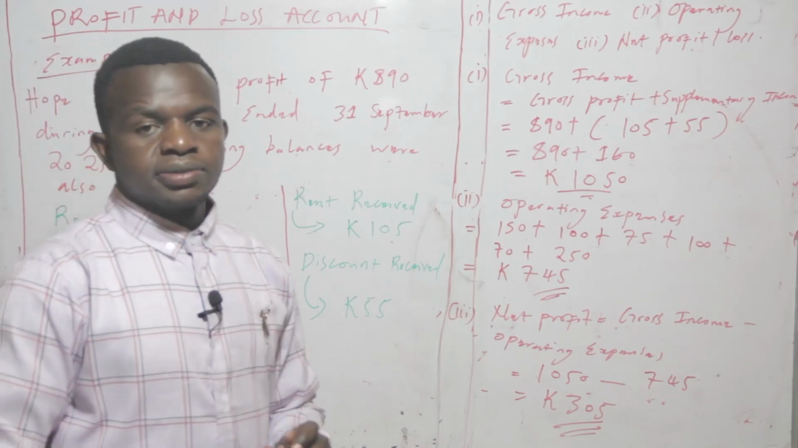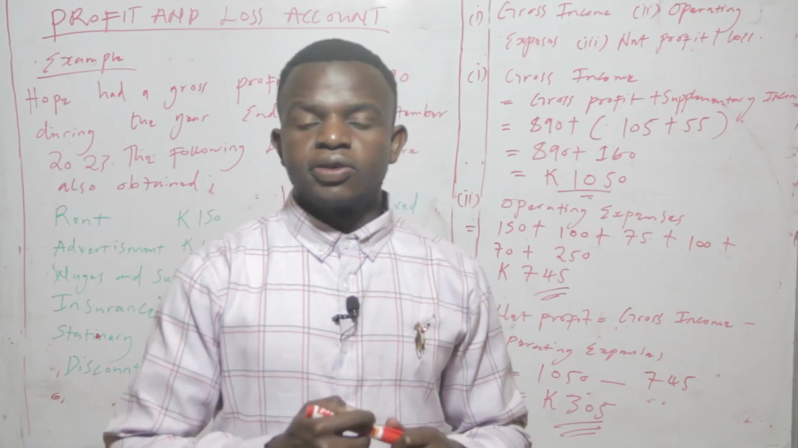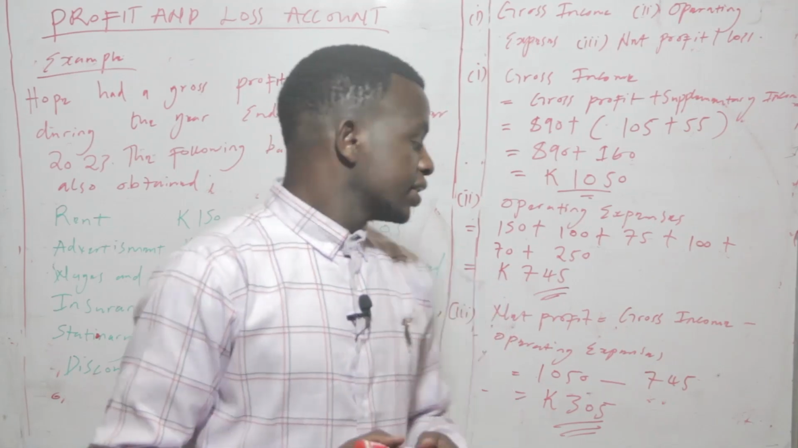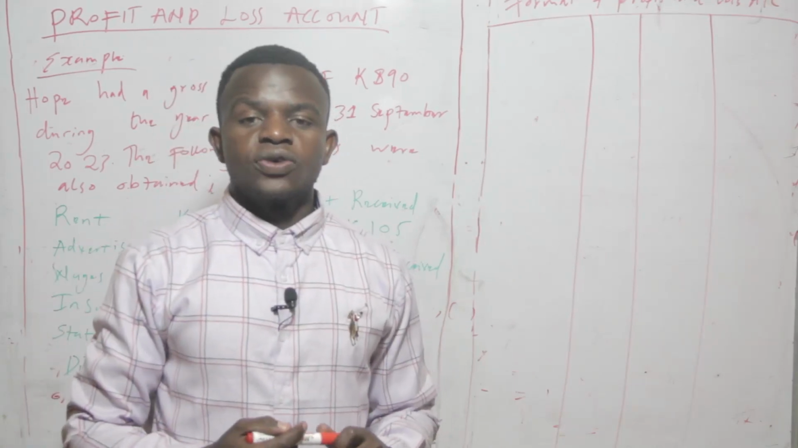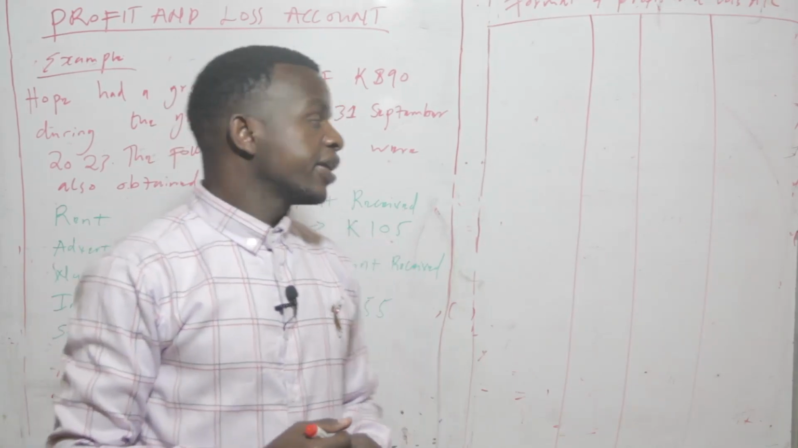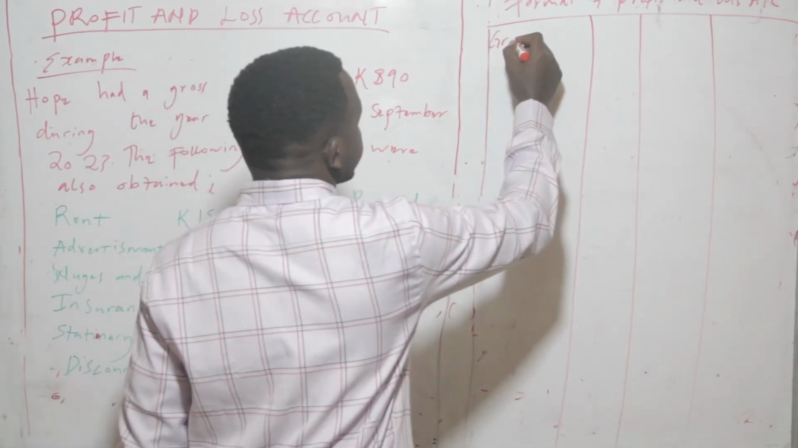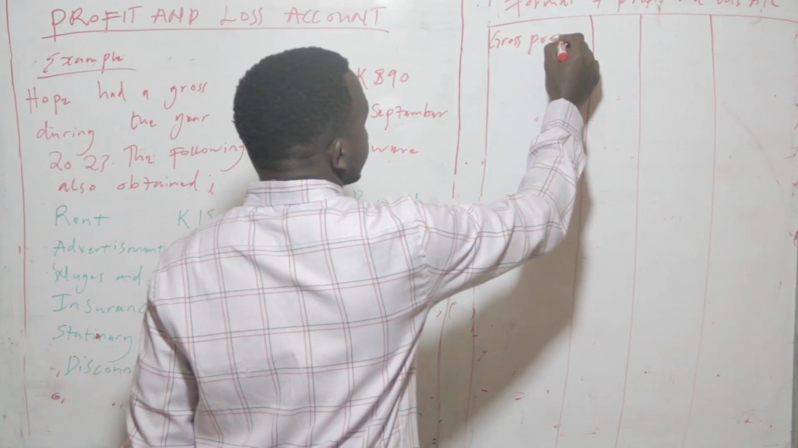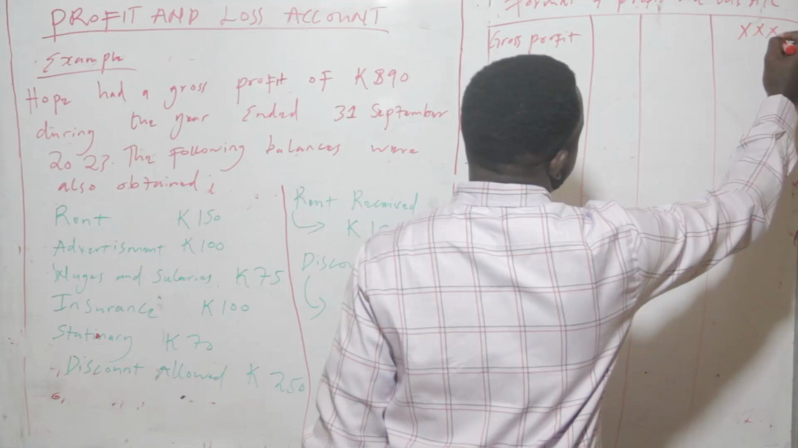So where you have questions, please ask in the group. Let us now look at the formatting of the profit and loss account. The first thing that we start with is the gross profit. So we're going to put our gross profit here.